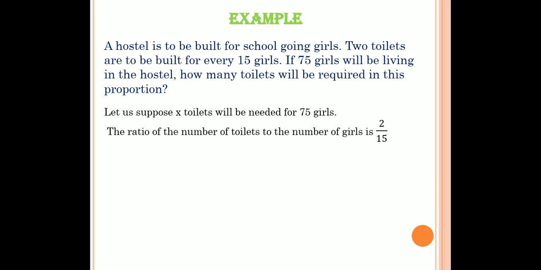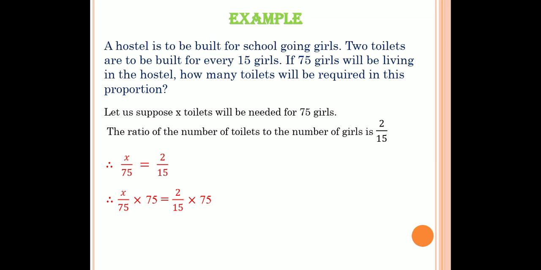Now the ratio of number of toilets to the number of girls. So number of toilets is how many? 2, because they have given us in the second statement, 2 toilets are to be built for every 15 girls. So number of toilets to number of girls will be 2 upon 15. So now we have got our statement. Now let us form the equation. Therefore x upon 75 is equal to 2 upon 15.